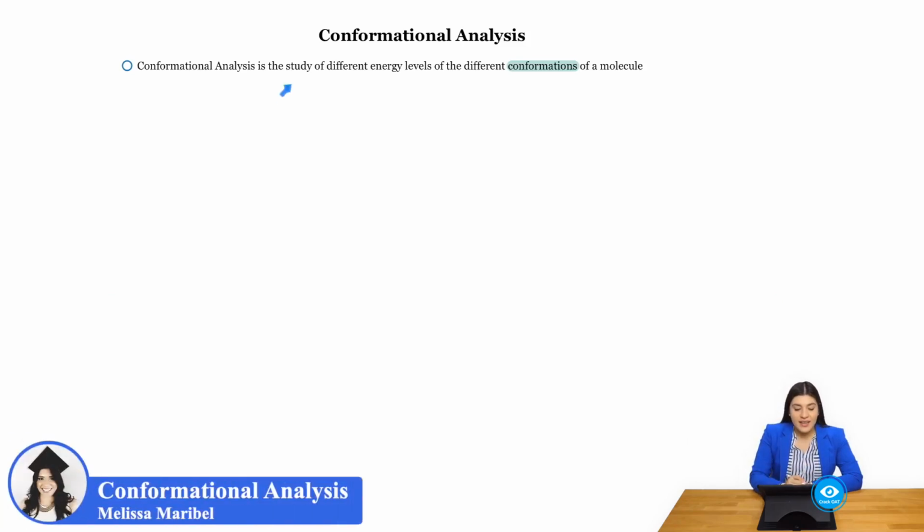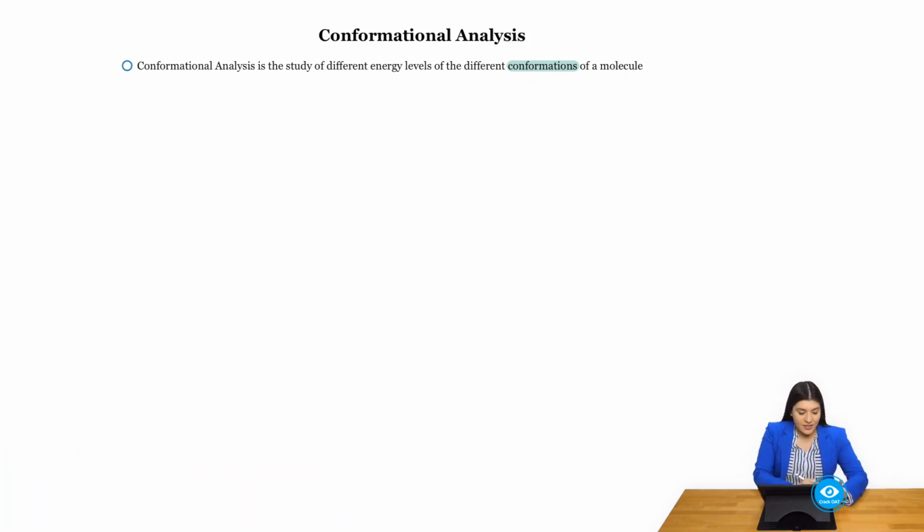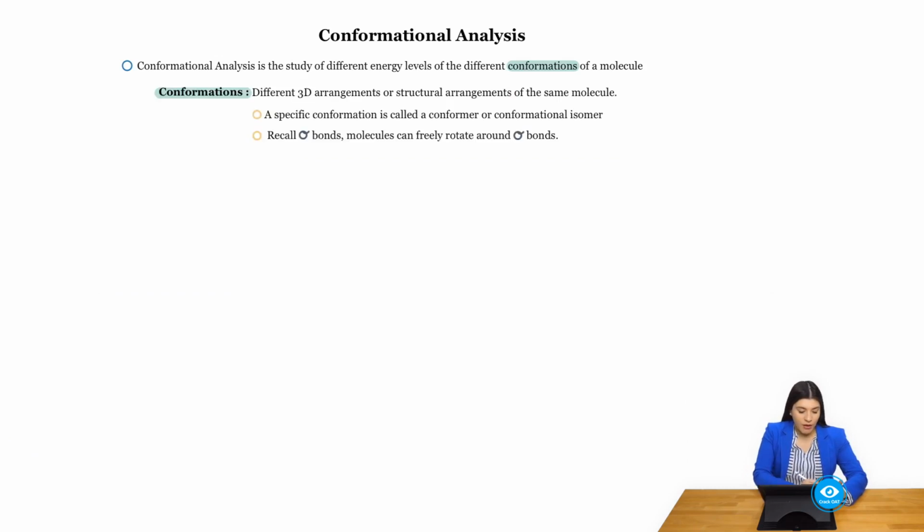Conformational analysis is the study of different energy levels of the different conformations of a molecule. But what are these conformations? Specifically, when we're talking about different conformations of a molecule, we are referring to different 3D arrangements or structural arrangements of the same exact molecule. So it should sound familiar.